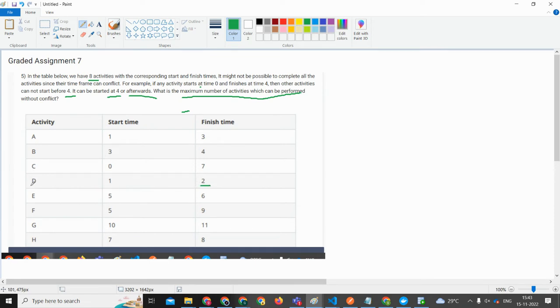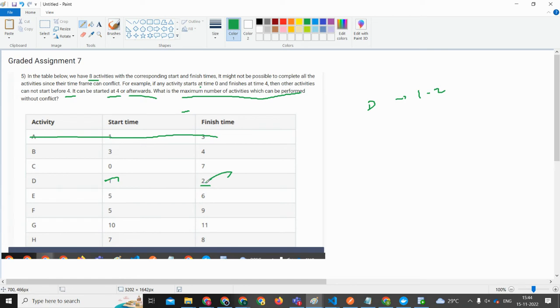So that means we are taking D. D is occupying the timeline 1 to 2. Anything conflicting with this, you have to remove. So we are going to remove this. Anything else which is conflicting with that? No, nothing else is there. So we are done with this, correct?